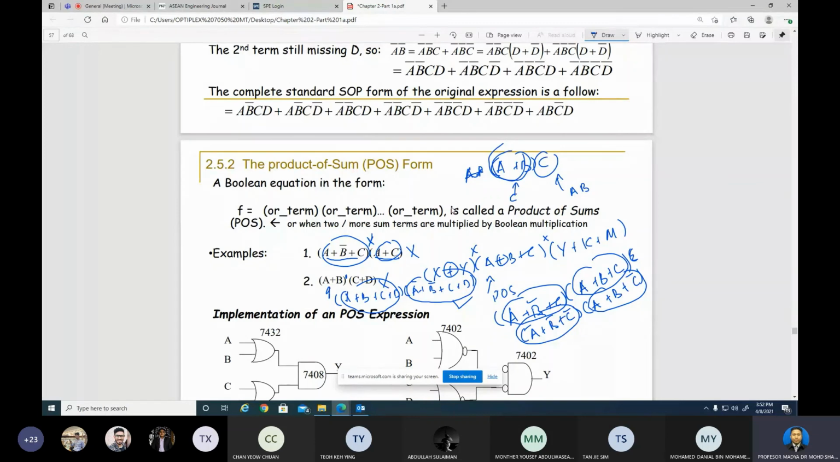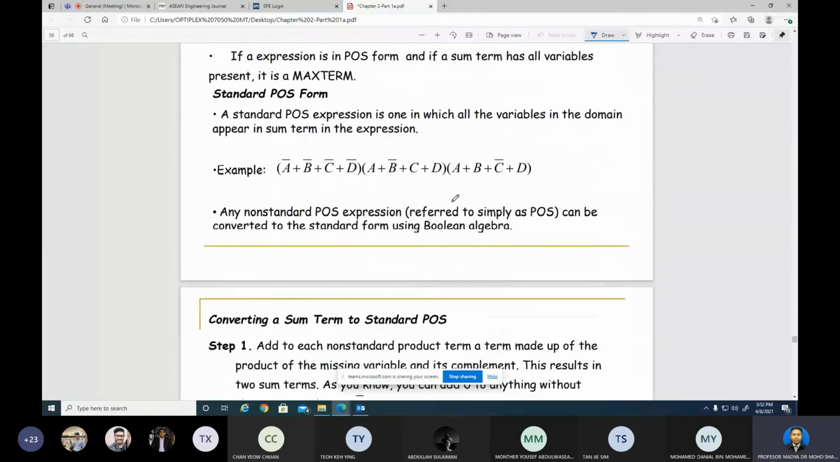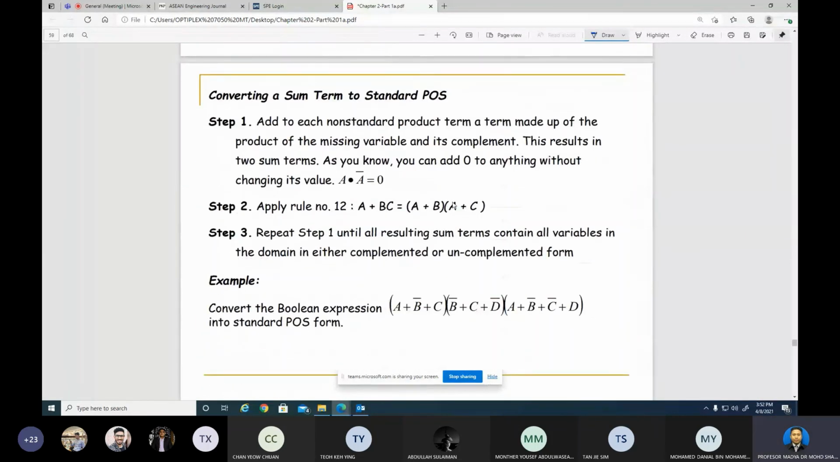So for the POS you have to remember how to insert. To be a standard POS, you have to multiply by this formula: A multiplied by A bar. You have to add this one, because if you simplify it, actually it's 0. For example, A plus C: we don't have the B value.